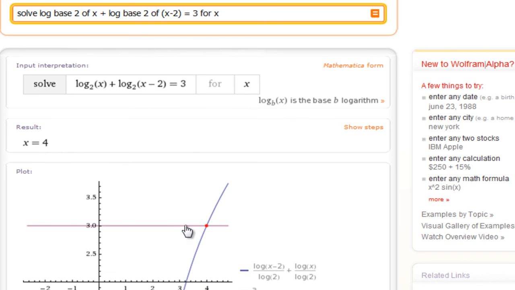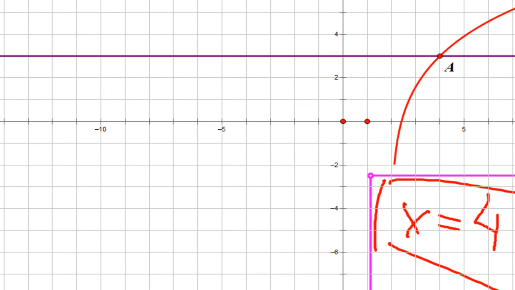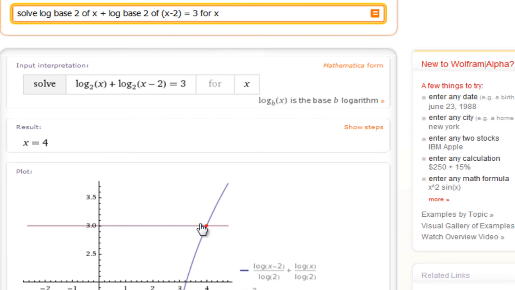Wolfram Alpha automatically graphs it. It doesn't have the same scale as the graph that we made, but that's alright. We can still see the horizontal line and the log function, and it intersects at 4.